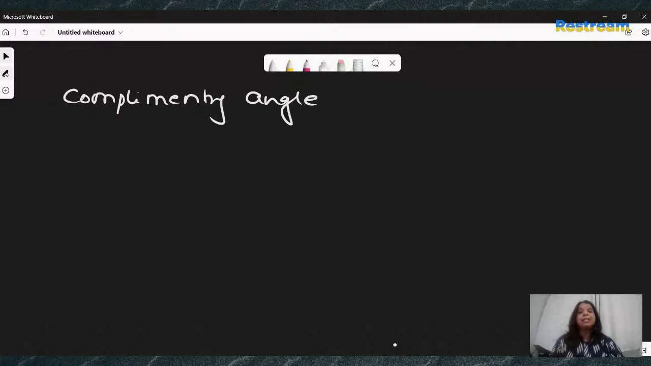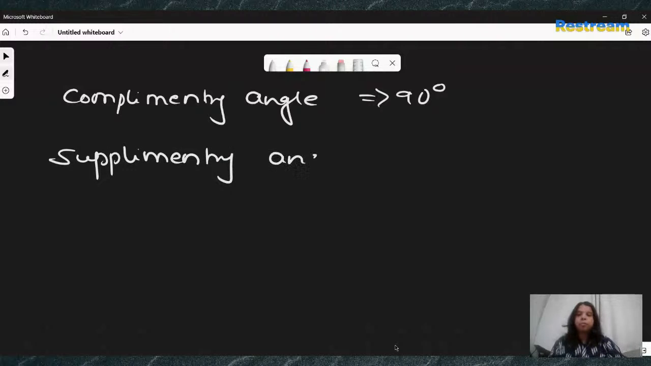So we had talked about types of angles. So we have complementary angles, where the total of all the angles involved is 90 degrees. So they are called complementary angles. There can be 2 angles, 3 angles, 4 angles. As long as they all add up to 90 degrees, they are complementary angles. Then we have supplementary angles, where all the angles add up to 180 degrees.